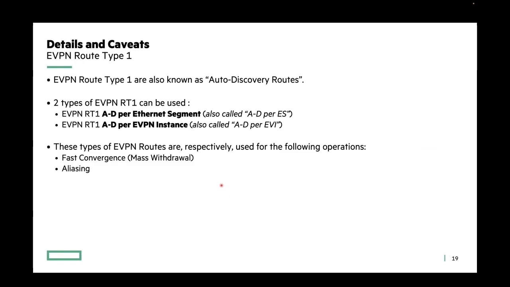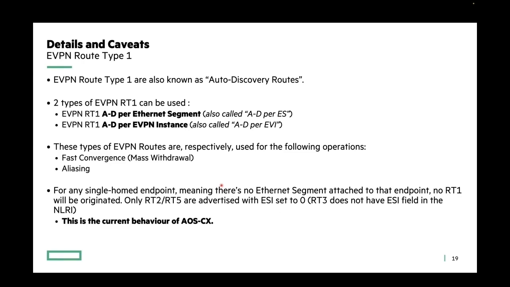It can also be used for some other capabilities, like split horizon filtering and so forth, but we won't cover that today because we don't need it for phase one. It's also important not to forget that for any single owned endpoint, meaning not attached to any Ethernet segment, no RT1 will be originated by a multi-homing VTEP. Only the RT2 and RT5 are advertised with an ESI which is set to 0. This is the current behavior of AOS, even in 10.14, 10.10, and 10.15 as well.